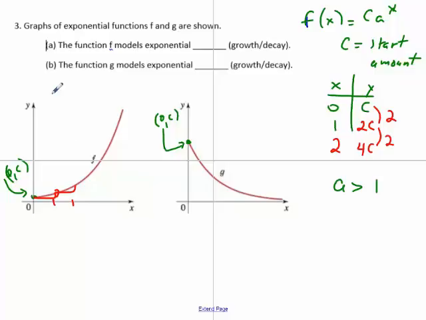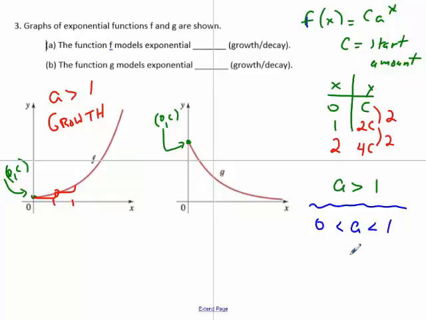If a is greater than 1, then we have growth. Because every time we move forward in our x, we're multiplying by something that's greater than 1, and we're getting bigger. The opposite is also true. The specific situation would be if a is less than 1, but greater than 0. That's a criterion we have, that a has to be greater than 0.